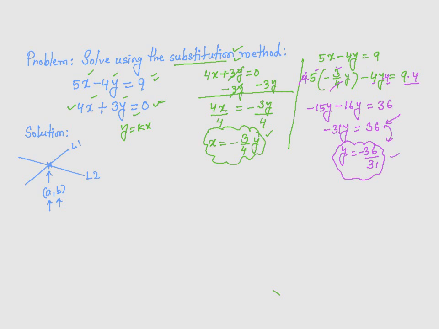Now I can take this value and plug it into this one. So that's going to give me x is equal to negative 3/4 times negative 36 over 31. 4 goes into 36 9 times. Negative and negative is going to make it positive, so my x is going to be 9 times 3 is 27 over 31.